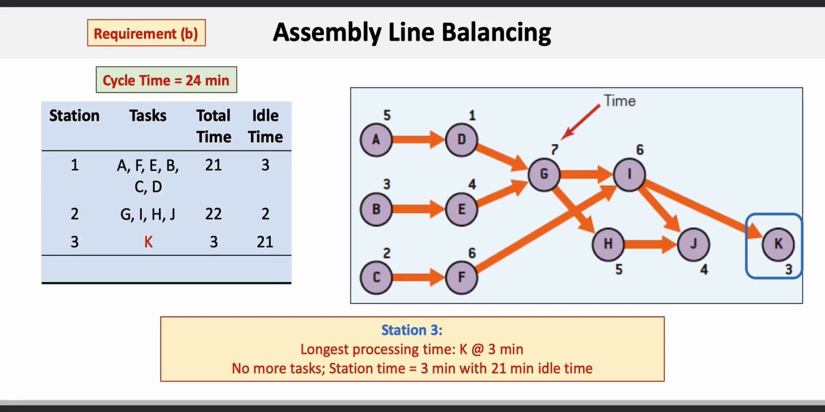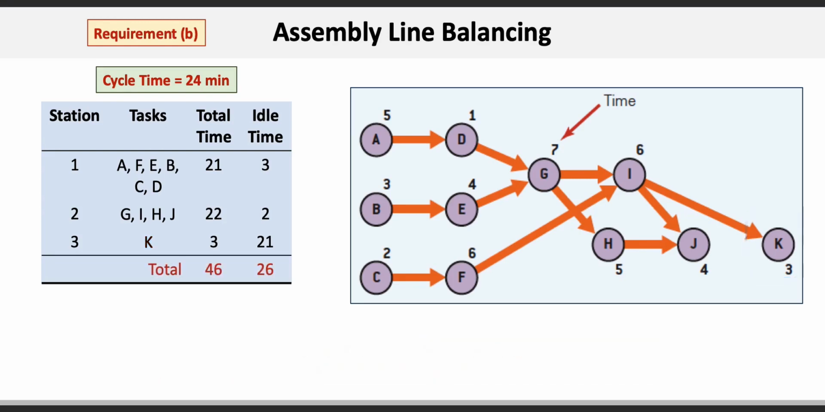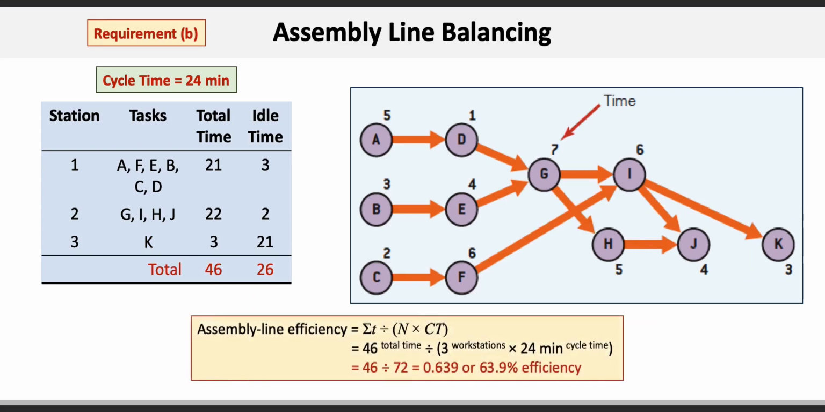Now we're done balancing the line. The total station time for this line with 3 workstations is 46 minutes, the same as the previous line. But in this case, the idle time is 26 minutes. This results in efficiency of 63.9%, calculated as the 46 minutes of total station time divided by 3 workstations times 24 minutes cycle time.